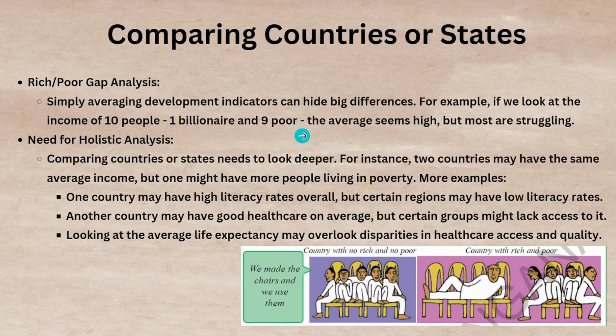Comparing countries or states. Okay, the point here is rich-poor gap analysis. Simply averaging development indicators can hide big differences. This is a very good point. You may get a direct question on this in your exam. Okay, so what is the problem of averaging?